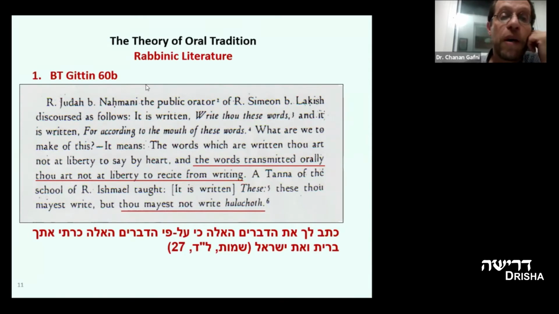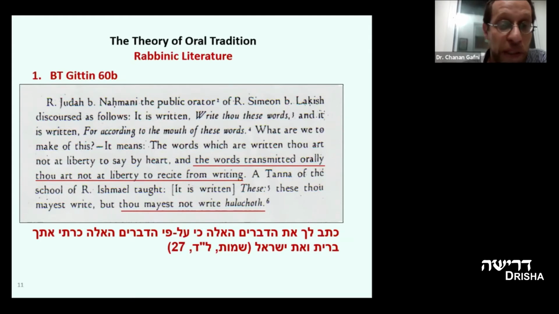So here we have one example where the rabbis make it very clear. We have two types of traditions, and each one is supposed to be maintained in the same form. We're not supposed to mix between a written and an oral tradition. Each one is supposed to be maintained in its own unique way.